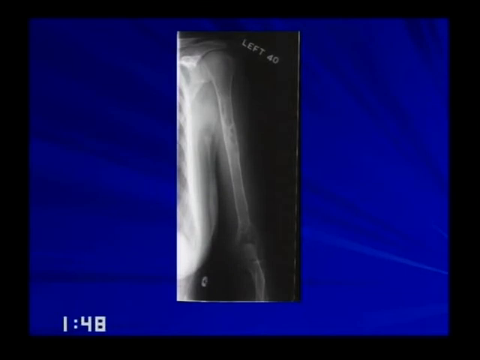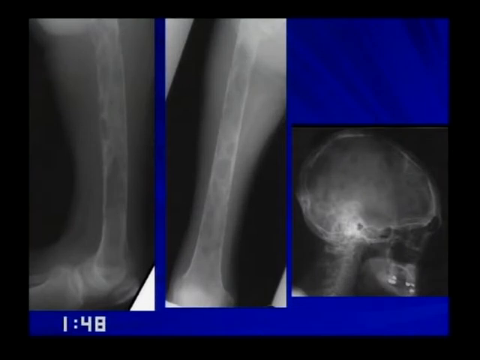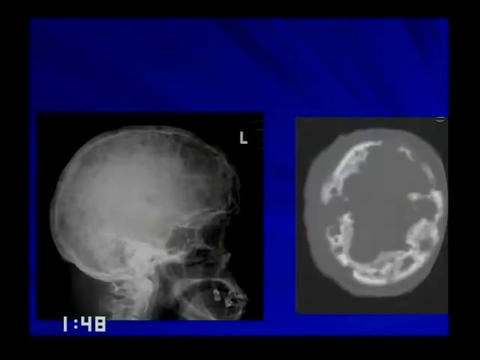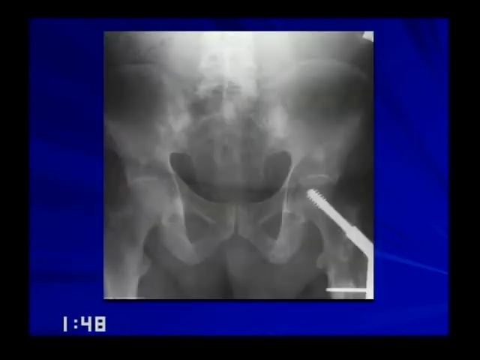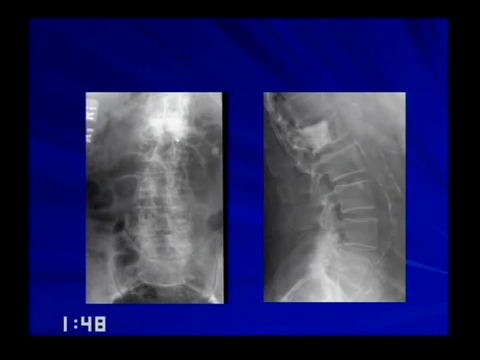Here's a patient with typical punched out lesions. No one will mistake that for anything else. Here again, punched out lesions in the skull, multiple myeloma. Punched out lesions, here's a CT in a patient with myeloma. But be aware that myeloma can be sclerotic, and be aware that there's such a thing as POEMS syndrome, where the patient has polyneuropathy, organomegaly, endocrine abnormalities, M-protein, skin lesions. They usually present with this polyneuropathy, and they have sclerotic myeloma. And here's a patient with multiple foci of myeloma. And we'll end with this picture of myeloma, again, sclerotic.